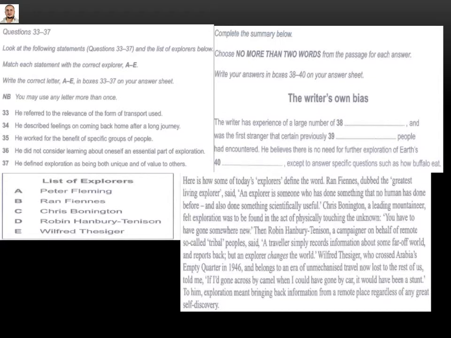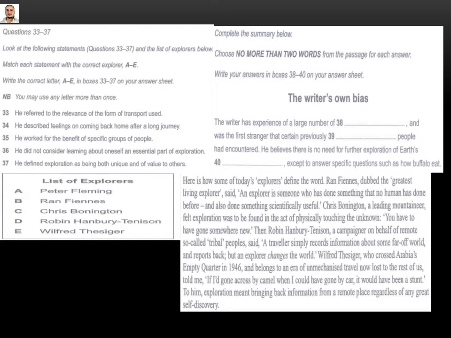So, we still have Wilfred Thesiger. We still have 33 and 36 that haven't been done, and we have the last name Wilfred Thesiger. Let's read 33 and 36 to make sure they are related to Wilfred Thesiger. 33: He referred to the relevance of the form of transport used, and 36: he did not consider learning about oneself an essential part of exploration.